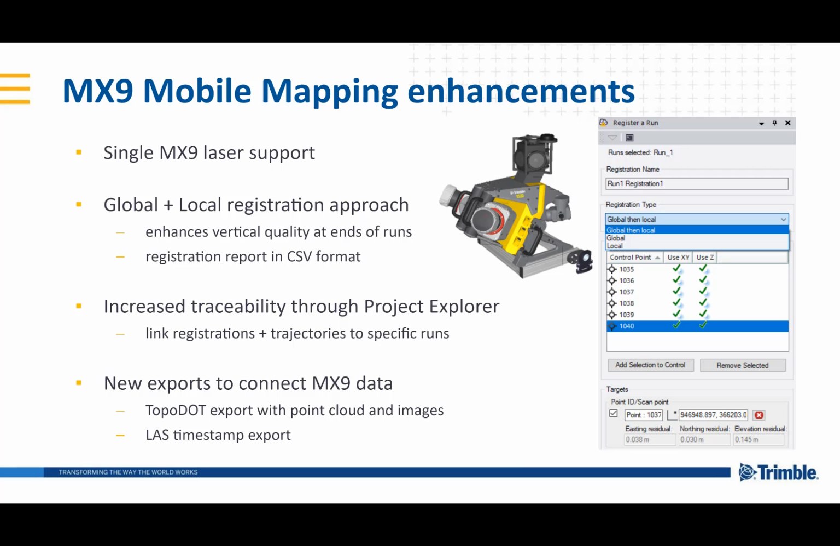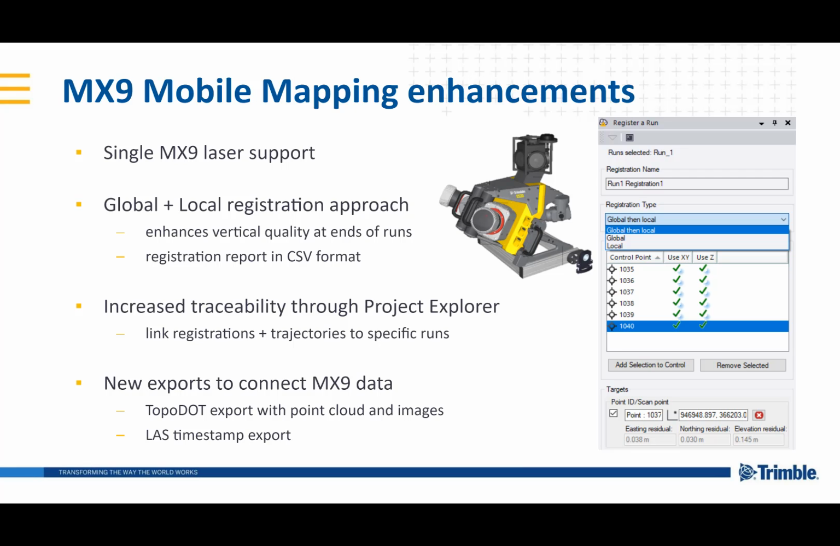We've enhanced the MX9 Mobile Mapping support in the Mobile Mapping module. We've added support for the single MX9 hardware system. We have added a new global registration approach to go along with the local approach that had been added in a previous version of TBC. And what this does is that it really enhances the vertical quality at the end of runs. And then you can view how your registration did with a simple registration report export in the mobile mapping export tab in a CSV format.